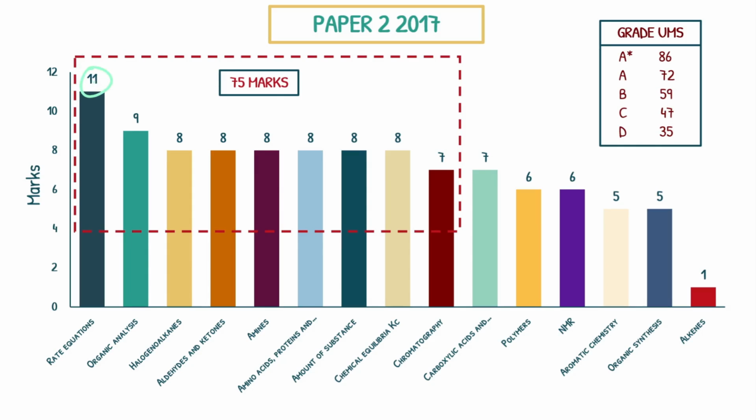So again, similar to paper 1, 11 marks was allocated to rate equations out of a potential 105 marks for the entire paper. Okay, now up here we have our UMS. So hopefully you're aware of these grade boundary values here. A star, for example, for paper 2 2017 was 86 marks. I think in general, actually, paper 2 seems to be harder than paper 1. So normally the grade boundaries are a little bit lower. And then A was 72 marks, B was 59 marks, etc. Okay, gradually drops down as we go. And again, this is out of a potential 105 marks.